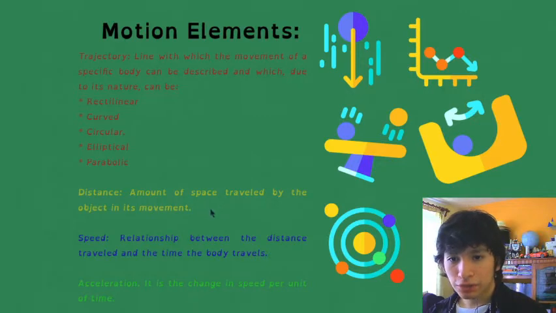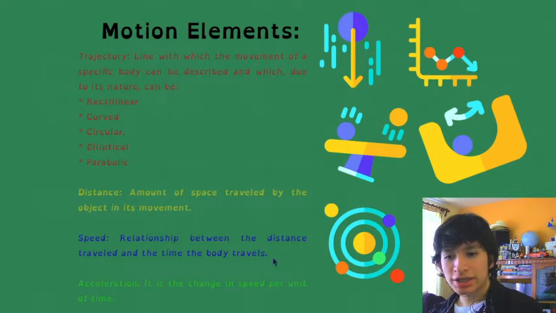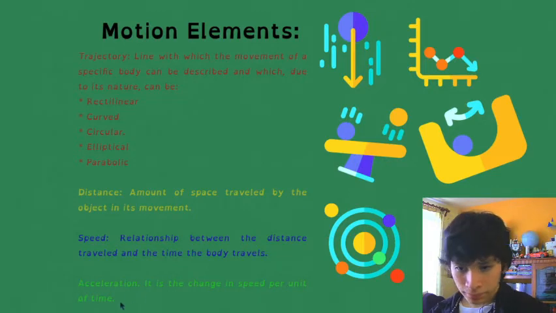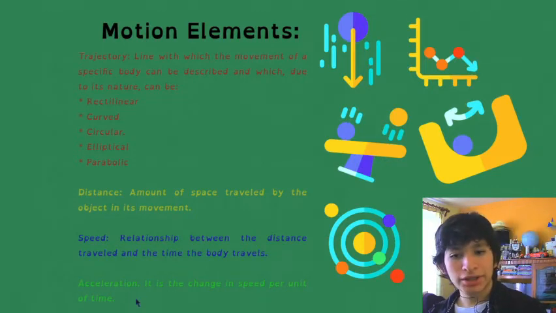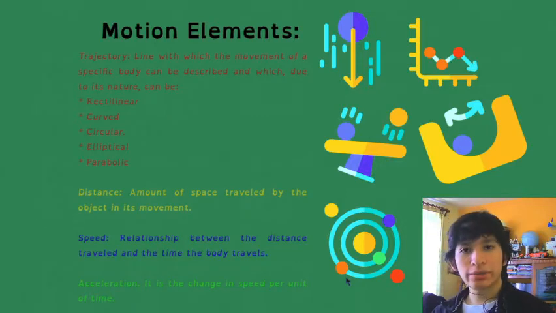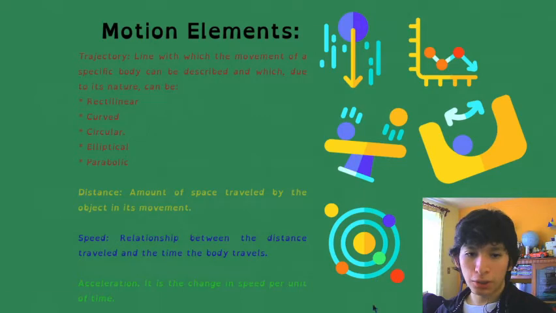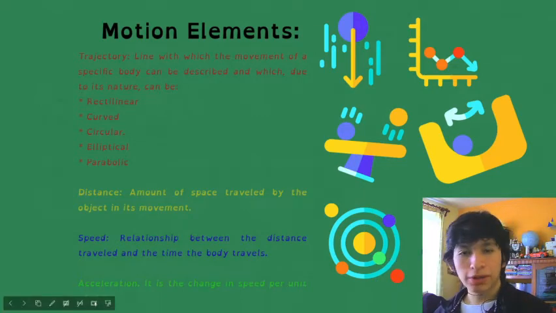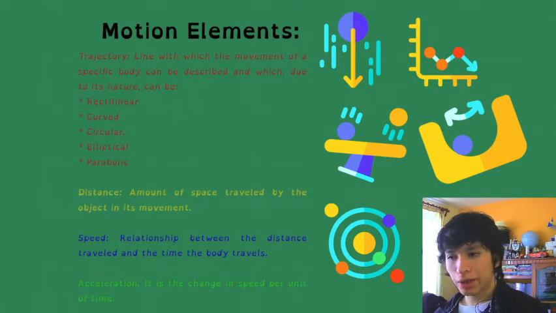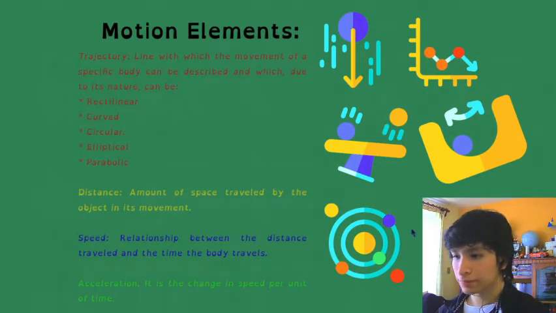Distance, amount of space traveled by the object in its movement. Speed, relationship between the distance traveled and the time the body travels. Acceleration, it is the change in speed per unit of time. We can see many examples like the orbit of planets around a star, the pendulum of a clock, or even a bowling ball. Every object has a movement.